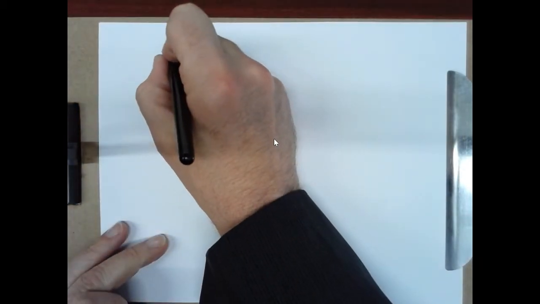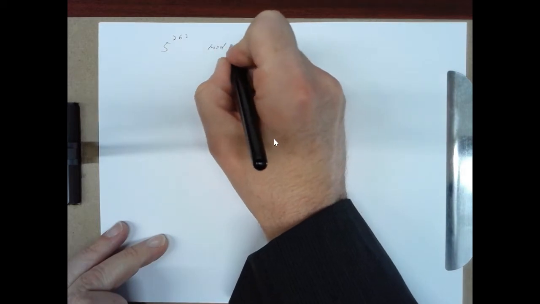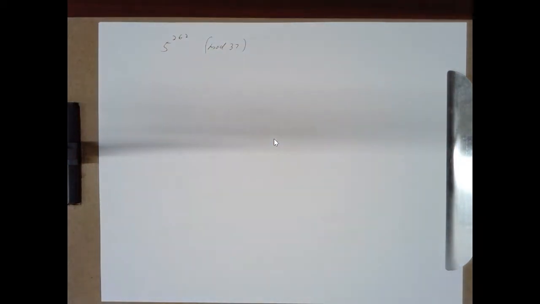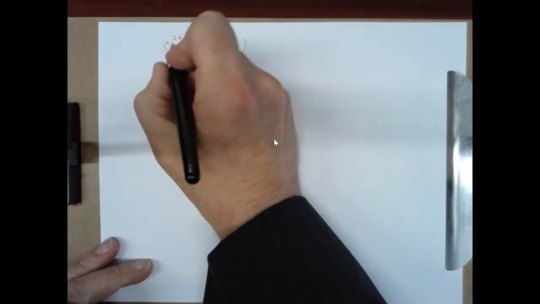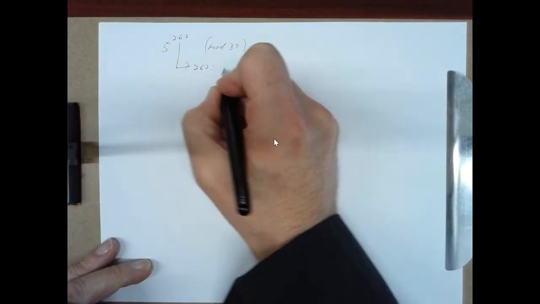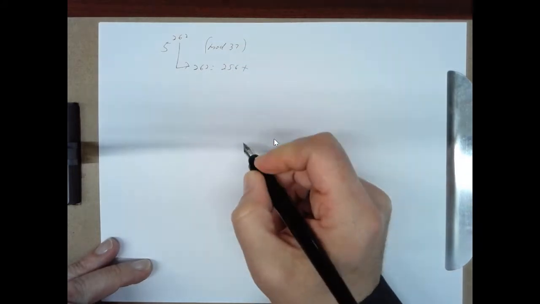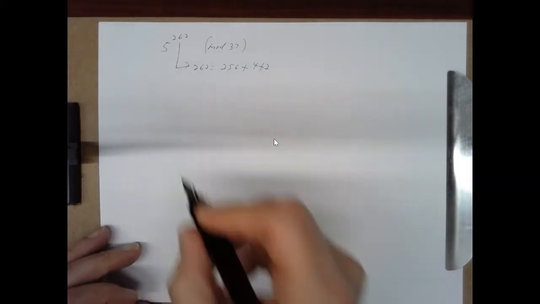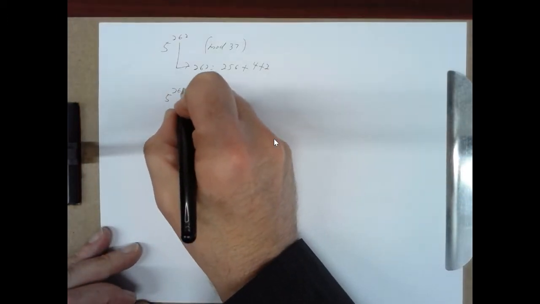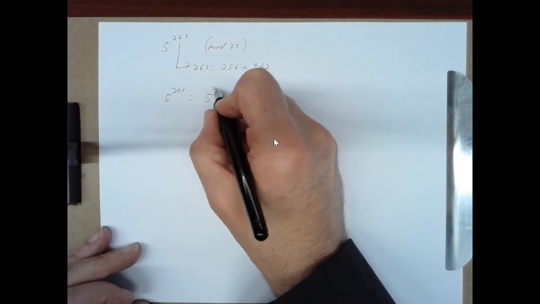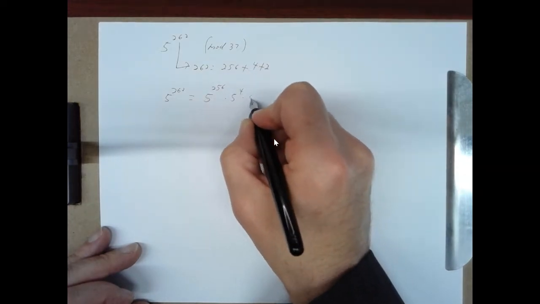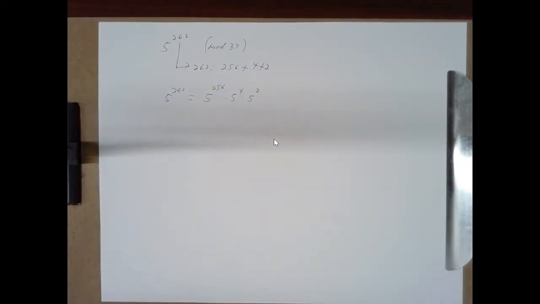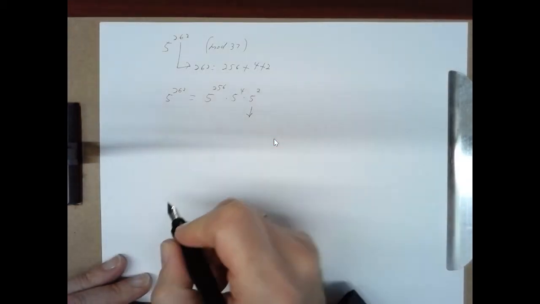So 5 to the 262 modulo 37. To use modular exponentiation, you want to note that 262 is 256 plus 4 plus 2, right? You write it as a sum of powers of 2. And then 5 to the 262 is 5 to the 256 times 5 to the 4th times 5 squared. If you added these, you lost a point. You've got to multiply. That's the law of exponents.